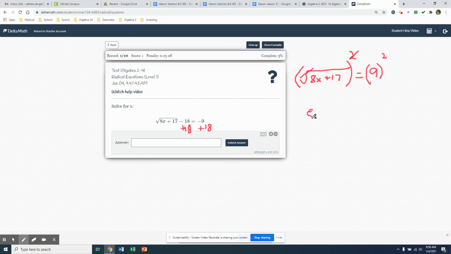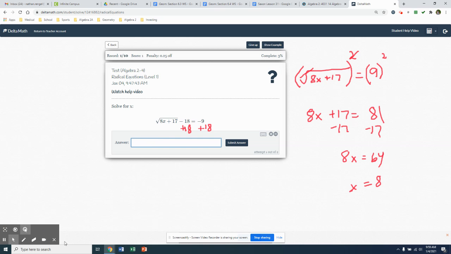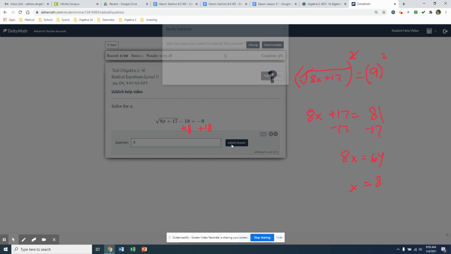And now you're just left with that expression underneath, 8x plus 17. And that's going to equal now 81. Then you're just finishing your algebra. We'll subtract 17, subtract 17. We're going to get 8x is equal to 64. Divide both sides by 8. We'll get x is equal to 8. And then we should be able to plug that in. x is equal to 8.